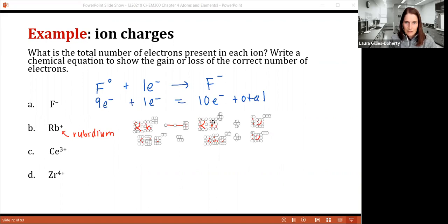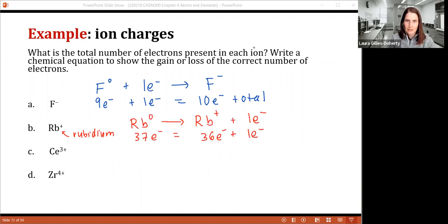Just going to move these up, give us a little bit more space. Okay, let's do the next one. So we have Ce, which is cerium 3+.